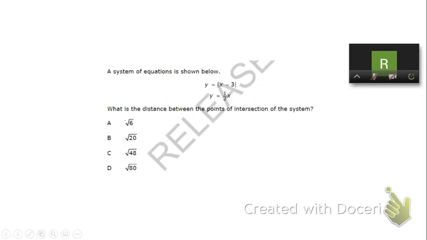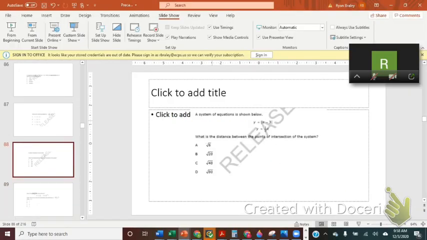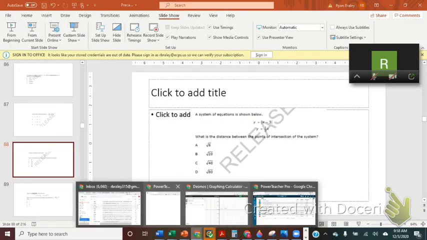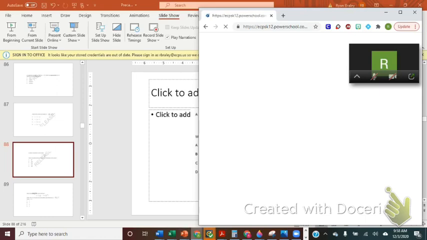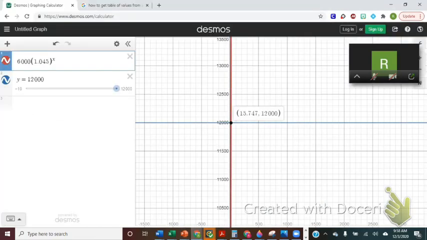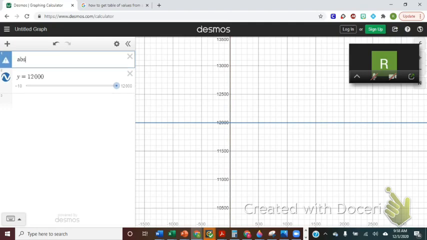All right, so what's the distance between the points of intersection? What you're going to do is go to Desmos and graph this. So I'm going to show you. So you got absolute value of x minus 3 and 1/2 x. Go to Desmos. Absolute value is ABS on Desmos. Put parentheses, you got x minus 3.